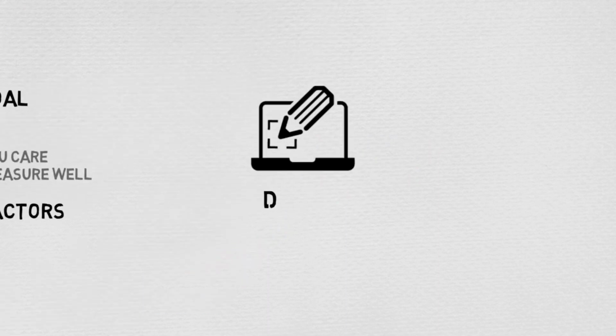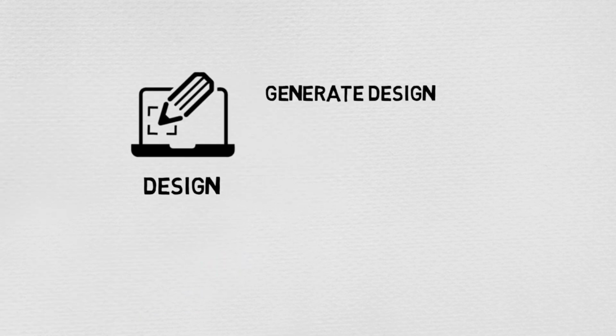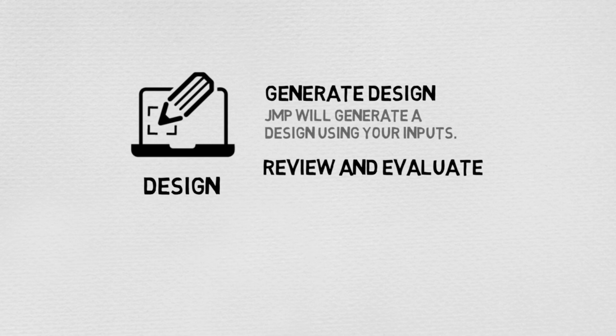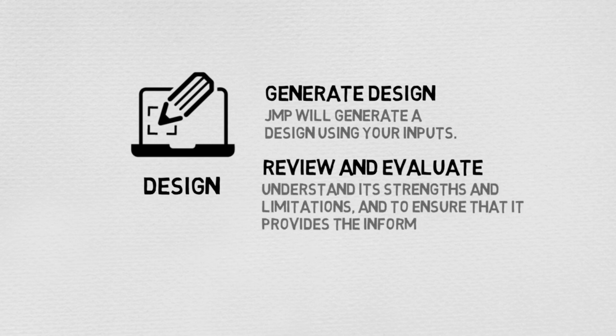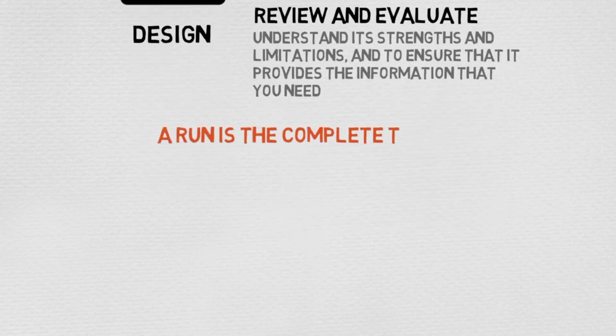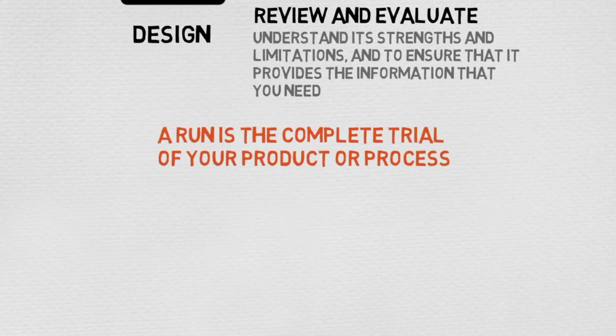This is when JMP will generate a design using your inputs. You'll then review and evaluate this design to understand its strengths and limitations and to ensure it provides the information that you need, given your model and goals. After this step, you will have the amount of runs and the unique settings to conduct them with. A run is a complete test of your product or process.